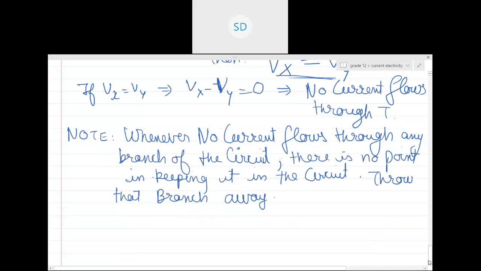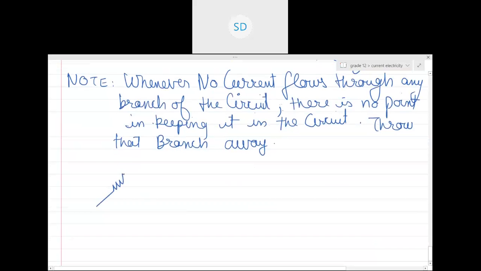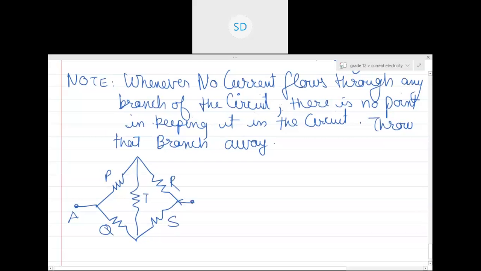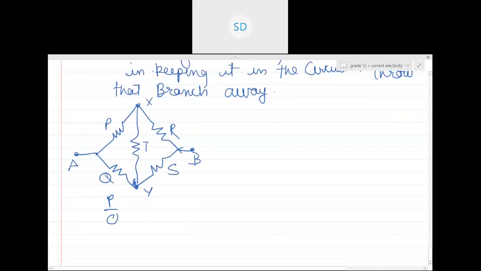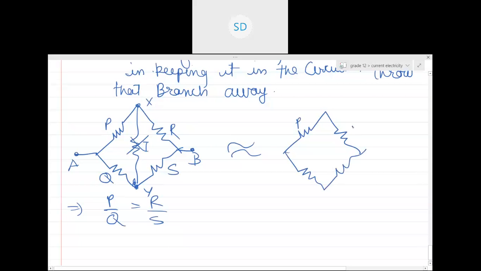Simple concept. If no current is flowing through the galvanometer, what will happen to this circuit? What will happen to this circuit? P, Q, R, S, A, P, X, Y. If the balance condition P by Q equals R by S holds, then remove this galvanometer. Throw it. If you remove it, it will become like this: P, R, Q, S.